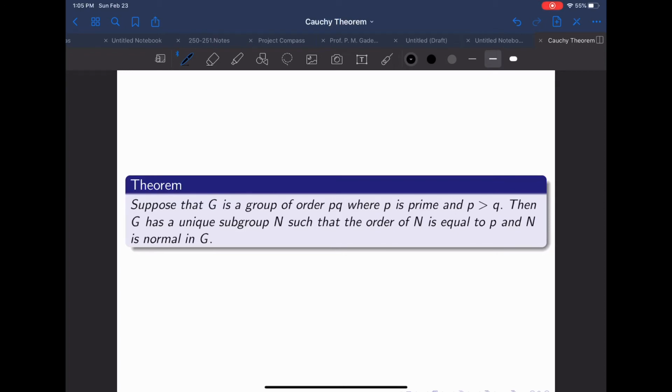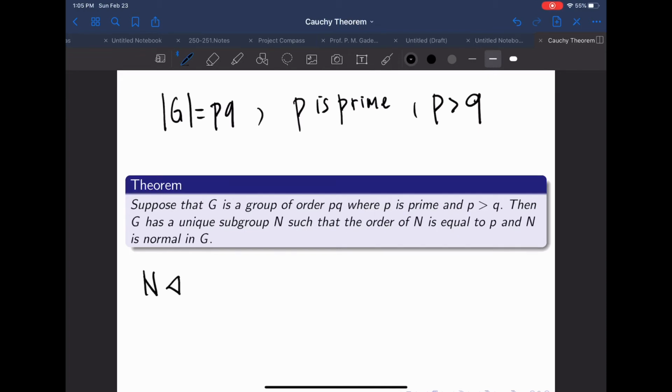Now we've proved Cauchy's theorem. Now we'll look at some nice results that we can deduce from Cauchy's theorem. In this result, suppose that G is a group of order pq, where p is prime and p is greater than q. Then according to this theorem, G has a unique subgroup N such that the order of N is p and N is normal in G.